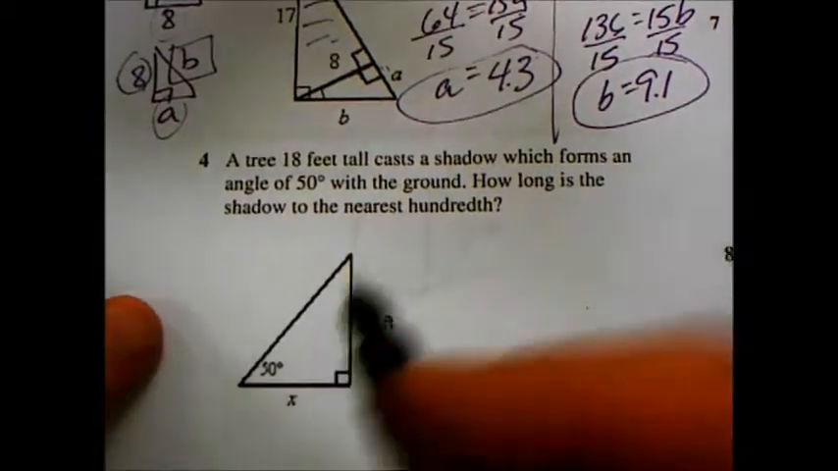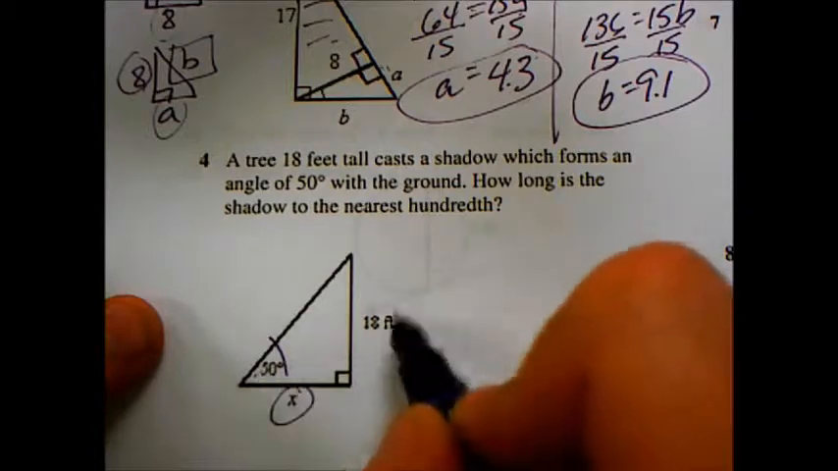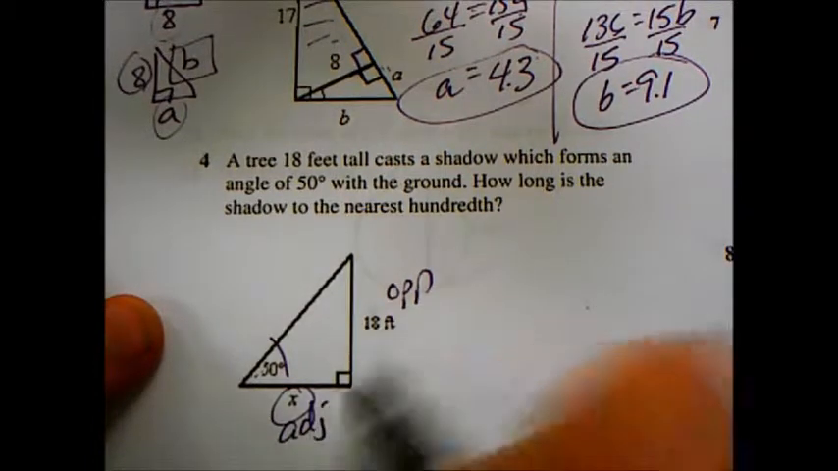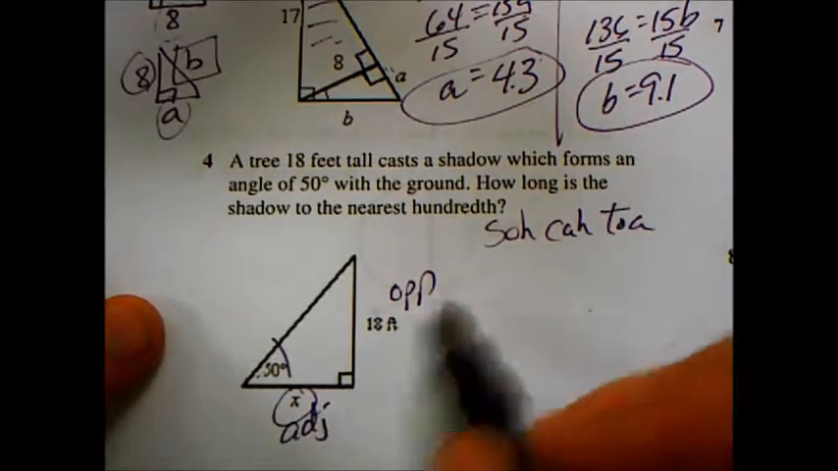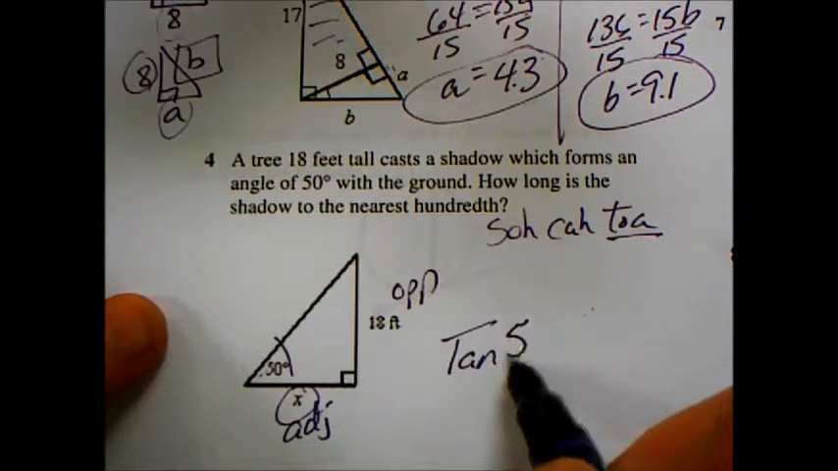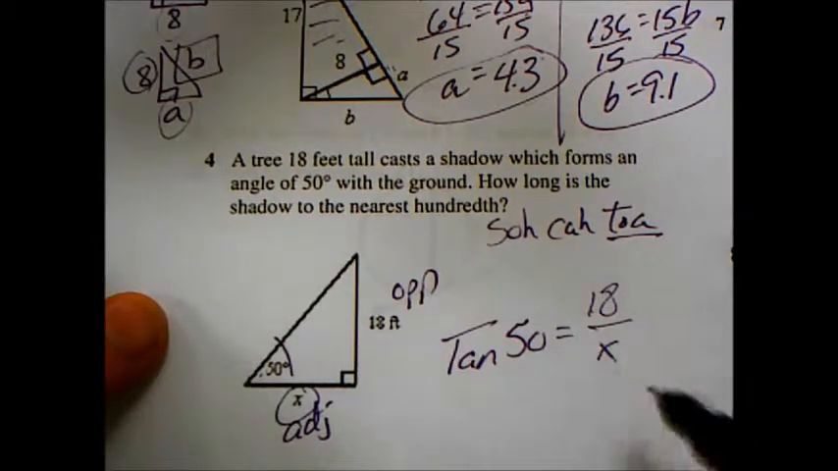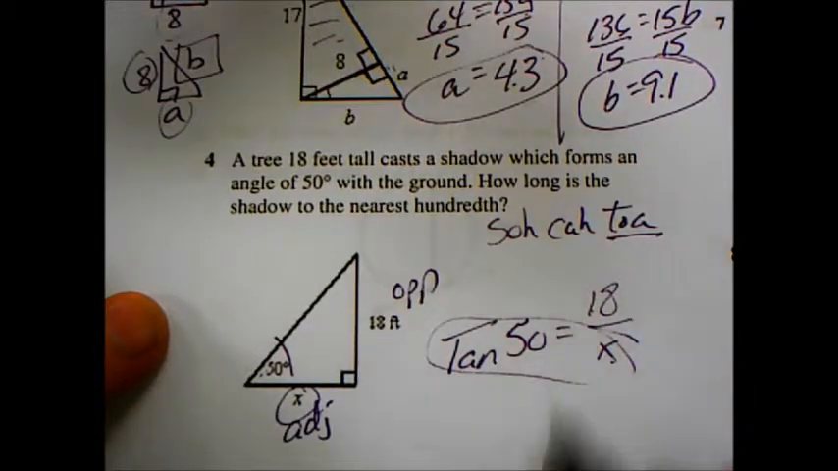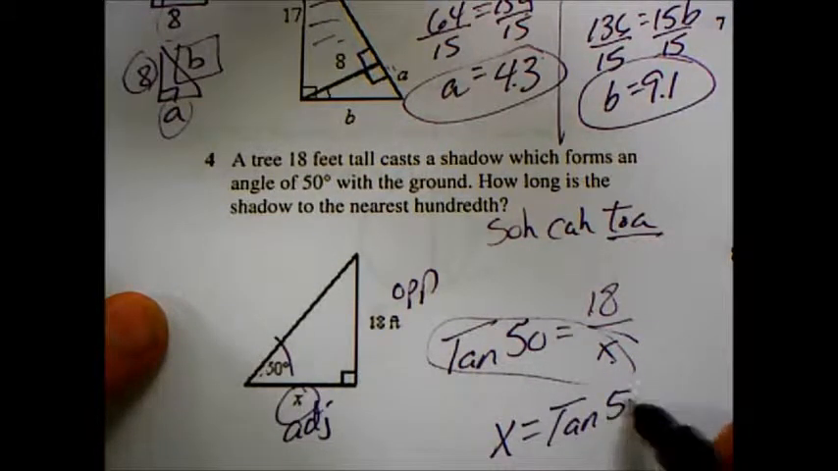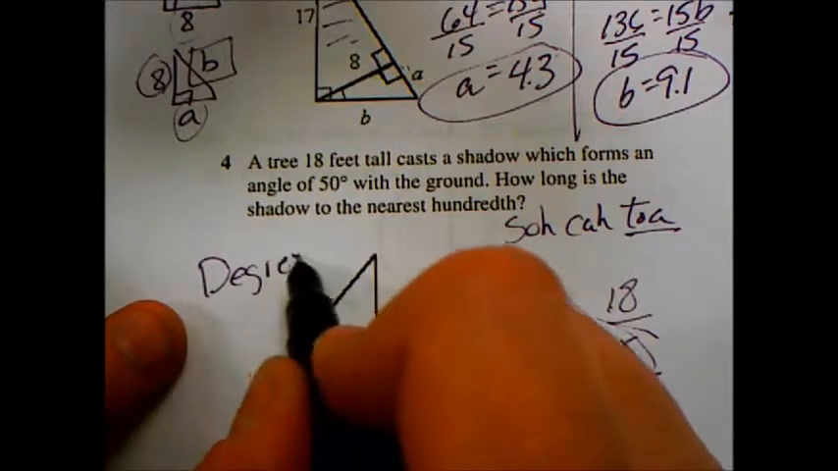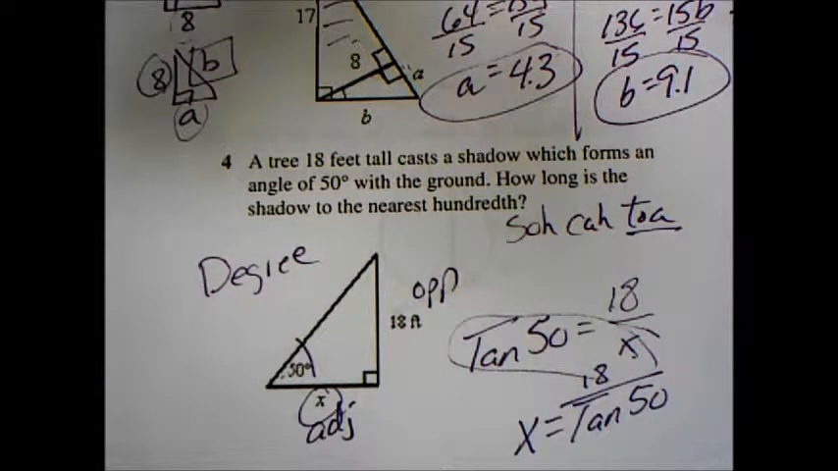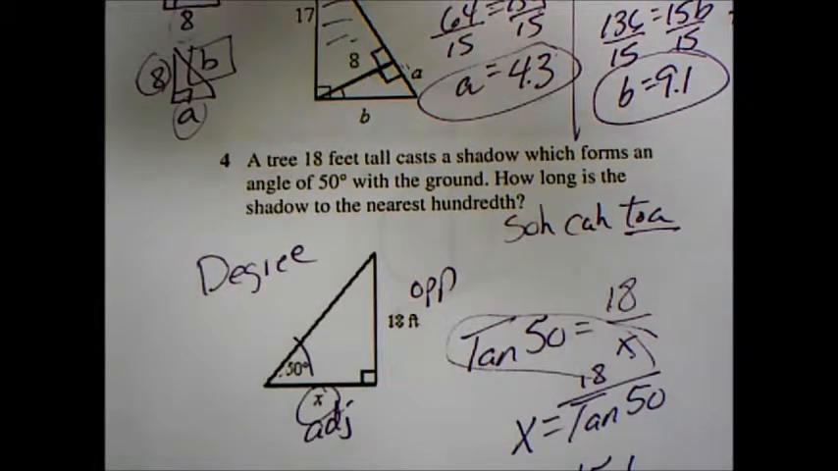On number 4, I'm asked to find the X on the bottom. From here, this is labeled the opposite. Here's the adjacent. So that means of the SOHCAHTOA, opposite and adjacent is the tangent. So we're going to do the tangent of 50 is equal to 18 over X. Since this is on the bottom, across multiply, that means these guys flip. So I'm actually going to do 18 divided by the tangent of 50. Make sure your calculator is in degrees. And that gives you 15.1 feet for your X value.